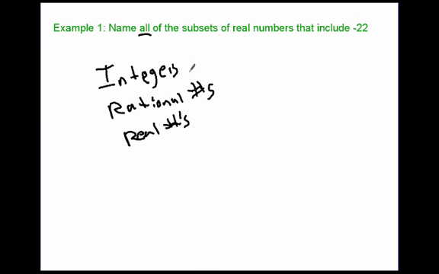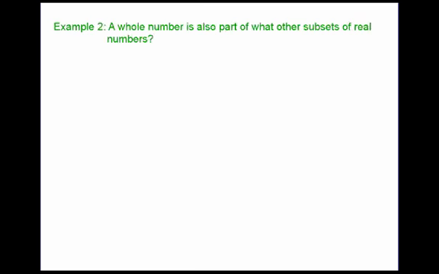So, whenever you're doing a problem like this, what you want to do is find the smallest category that they fit into, and then that number will fit into all of the other categories that your smallest category exists in. All right, so let's look at another example. It says, a whole number is also part of what other subsets of real numbers? So, whole number. Well, let's go back and look.